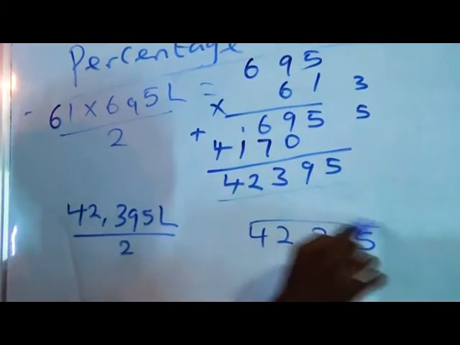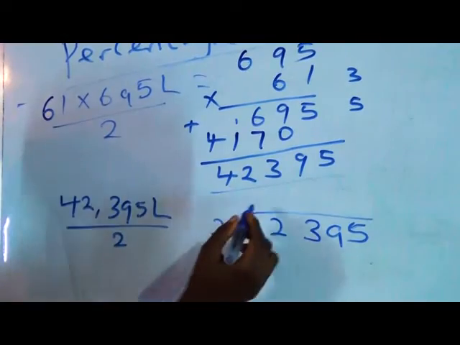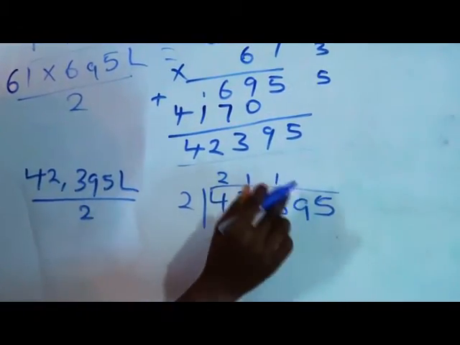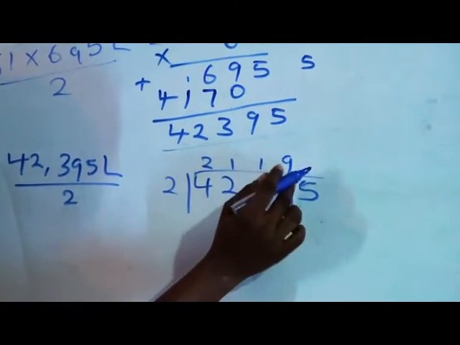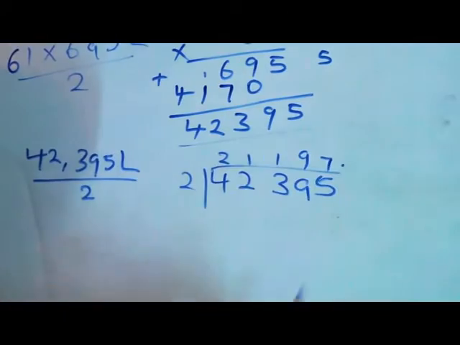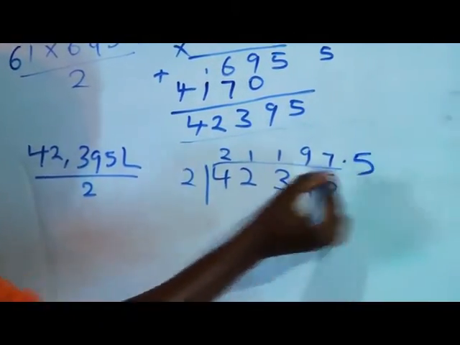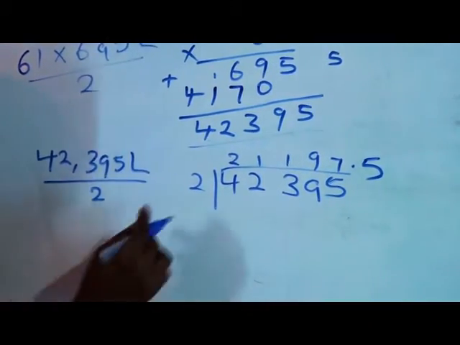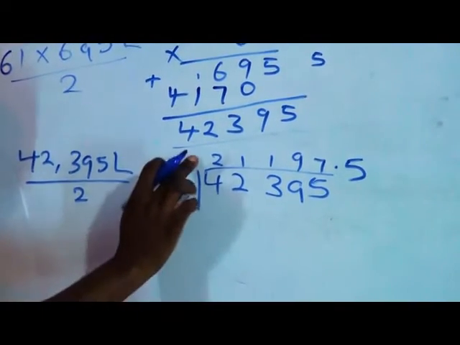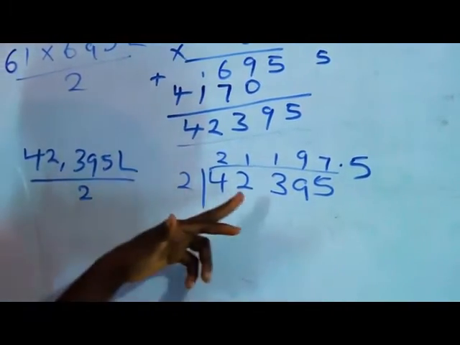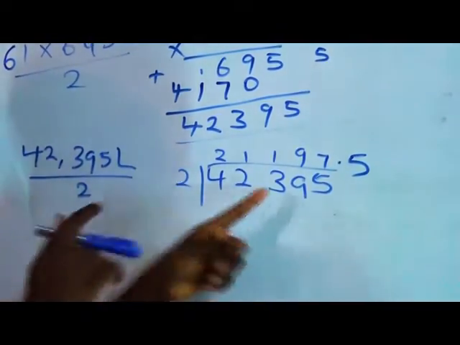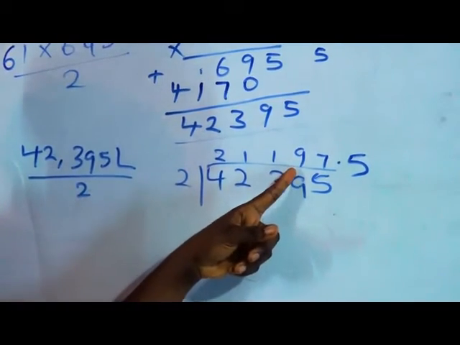42,395 liters all over 2. This gives me 2, 1, 1, 19, 9, 15, 7.5. How did I get this? How many 2 can I get in 4? 2. How many 2 can I get in 2? 1. How many 2 can I get in 3? 1. Remainder 1. I added that 1 here, making 19.